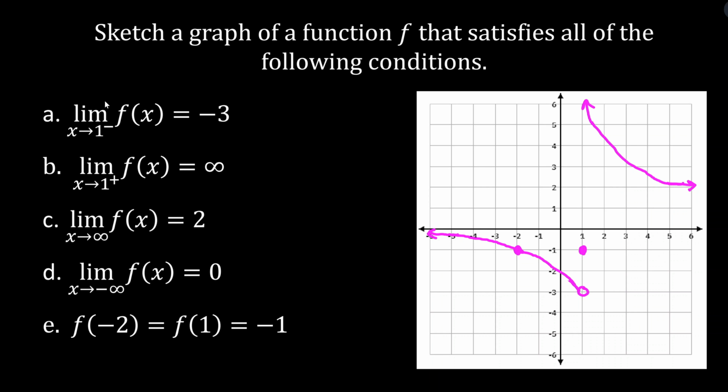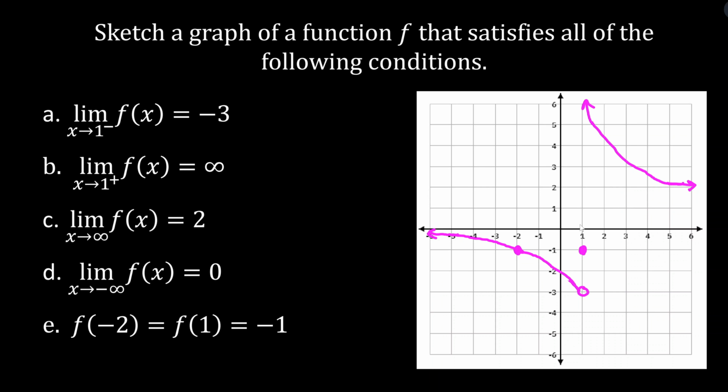Let's go through and check. The limit as x approaches 1 from the left is negative 3. That's true. The limit as x approaches 1 from the right is infinity. The limit as x approaches infinity is 2. The limit as x approaches negative infinity is 0. And f of negative 2 and f of 1 are both negative 1. Negative 2, 1. Boom, we're good to go.